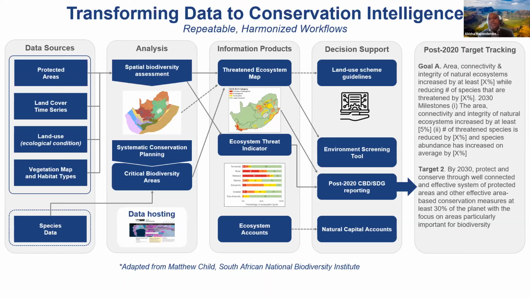And I think you can clearly see some of the activities under data sources, the analysis and the products that came out of it, and examples of decision support areas or interventions where this data has been used to influence those decision-making processes. So in a nutshell, I think that's a short summary of what the biodiversity data value chain is all about.